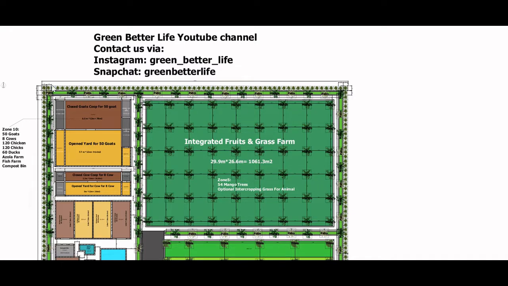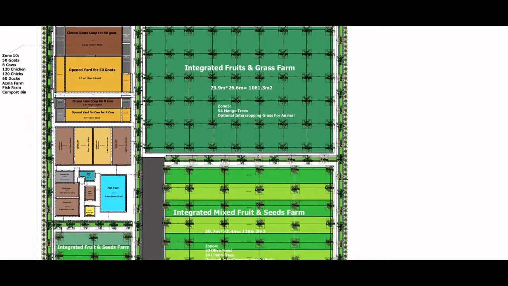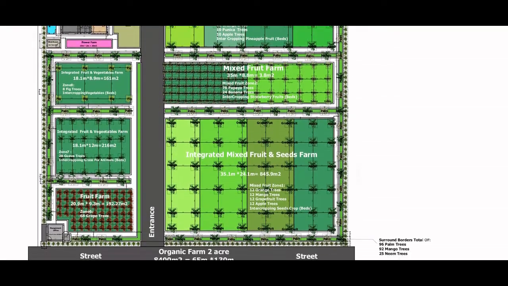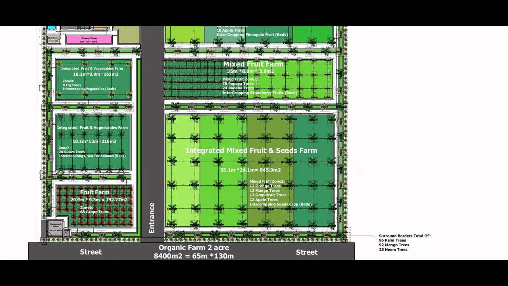This land is about 65 meters from this side, and 130 meters from this side. From this side it is also 130 meters. As you see, the total is about 8,400 square meters: 65 meters multiplied by 130 meters. This is a farm of 2 acres.